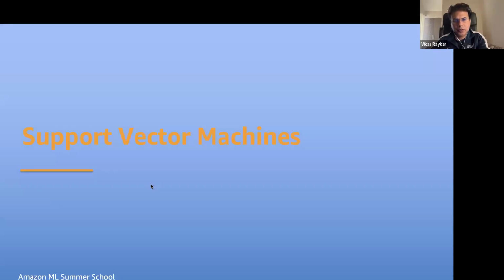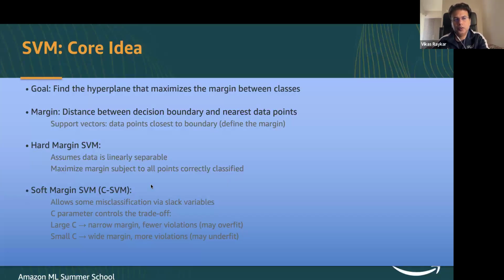So finally, we're going to briefly touch upon SVMs. SVMs, though very popular at some point, are not that popular these days. But we'll just briefly touch upon the core idea of SVM, and we'll not go into the details of how the algorithm is trained. The goal is to find the hyperplane that maximizes the margin between classes. The margin is defined as the distance between the decision boundary and the nearest data points. The support vector is a data point that is closest to the boundary, which defines the margin.